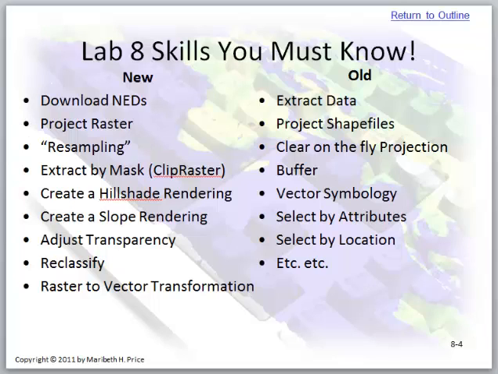You will be using some old skills: extract data, project shapefiles, clear the on-the-fly projection. You'll do a buffer, vector symbology of many sorts, select by attribute, select by location, and a bunch of other basic steps while you complete Lab 8. This chapter goes beyond where we need to do in rasters. Therefore, for 311, it will be cut short.